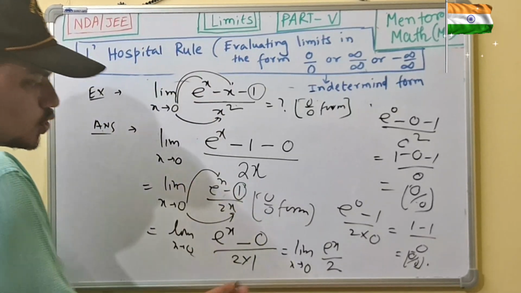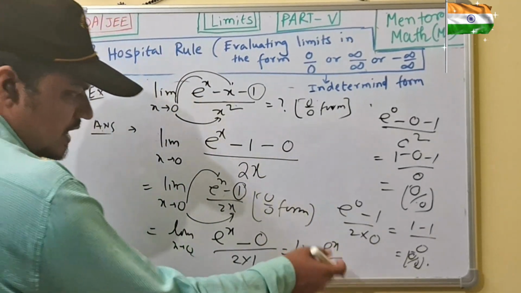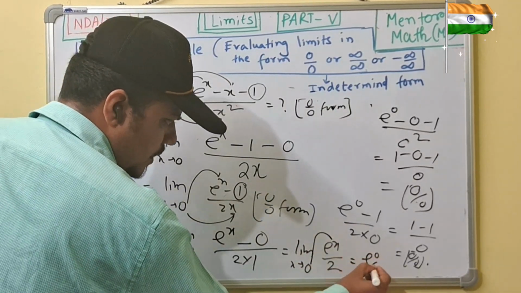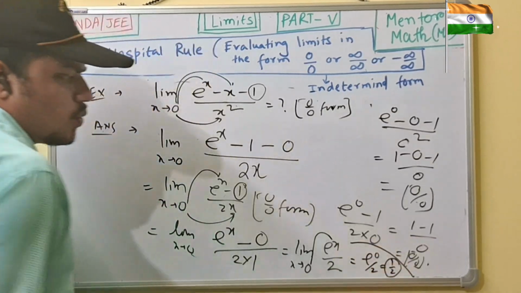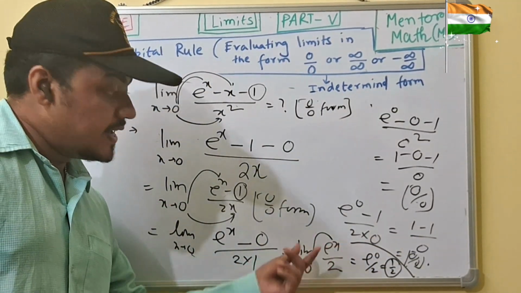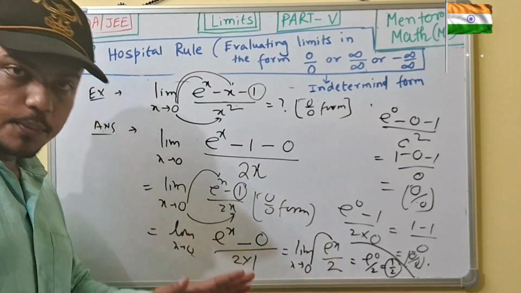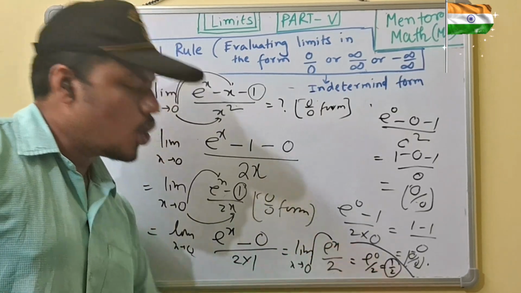Now comes limit x tends to 0 of e to the power x by 2, and if you put x as 0 here, you get e to the power 0 by 2, and that value is 1 by 2. That is your solution, 1 by 2, because if you substitute 0 here, e to the power 0 by 2, this form is not 0 by 0 form. This is a determined form, so stop the process, and you can put x as 0 here. So e to the power 0 by 2 is 1 by 2.